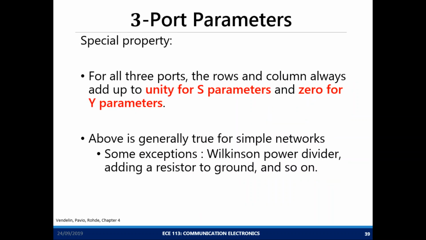So this is our 3-port parameters. Just a special property: for 3-port parameters, the rows and columns always add up to unity for S parameters and 0 for Y parameters. That is generally true for simple networks, with some exceptions, like your Wilkinson power divider, and I don't need to go into all the details here.